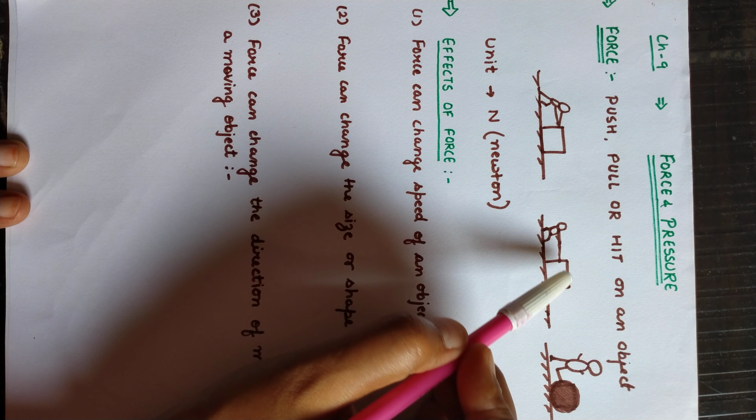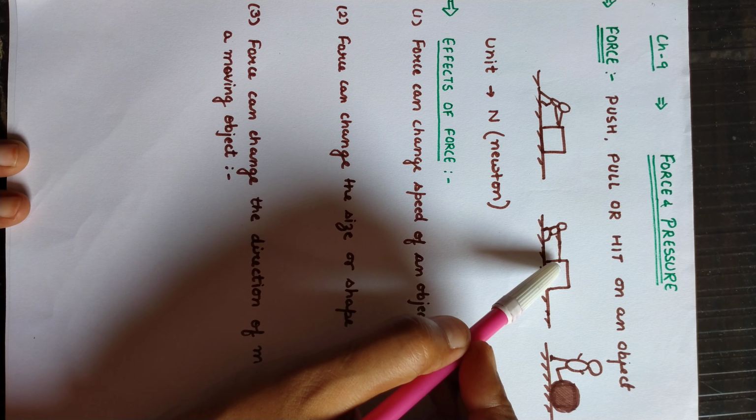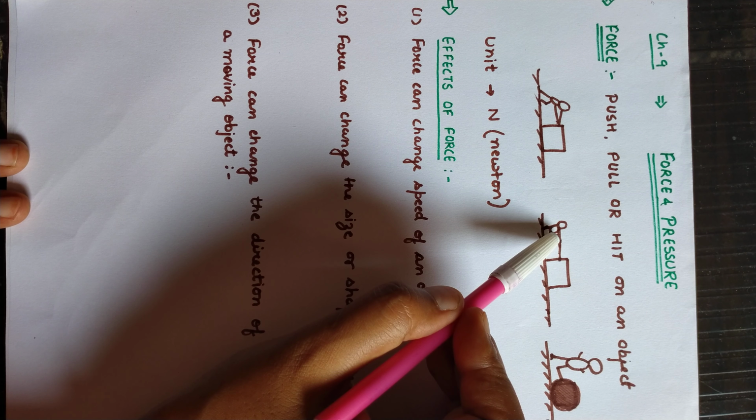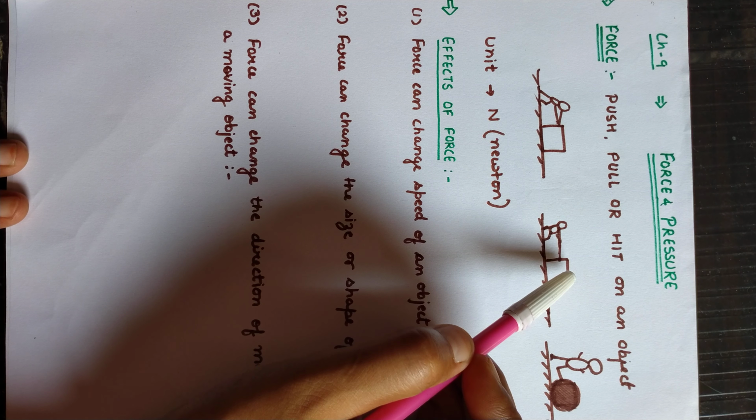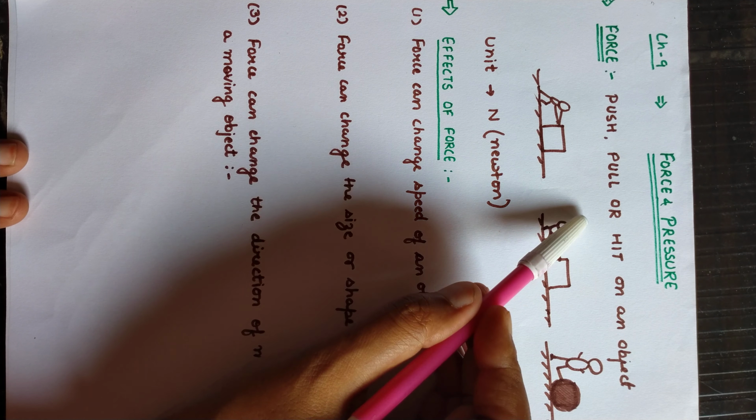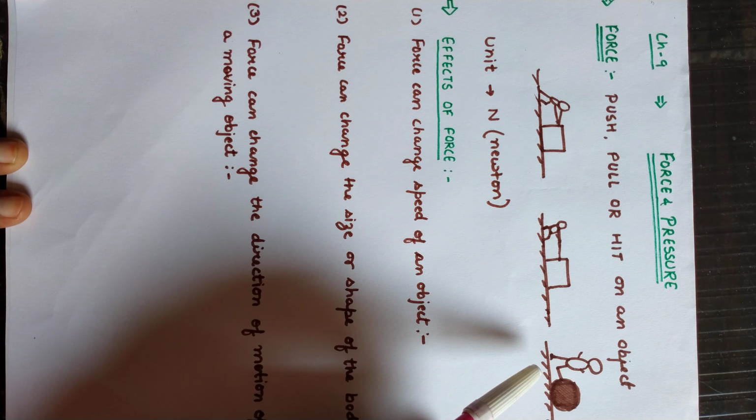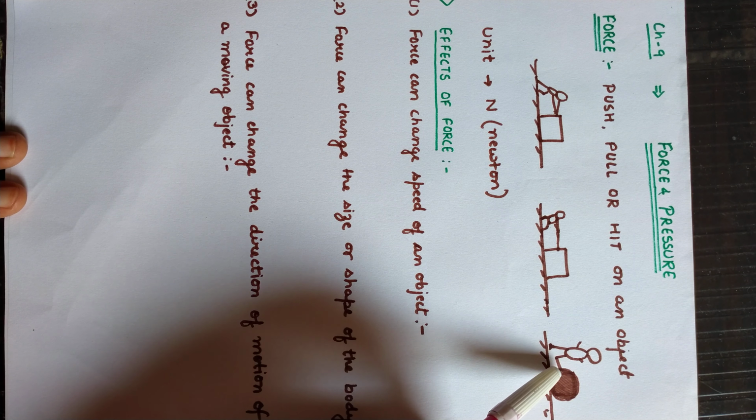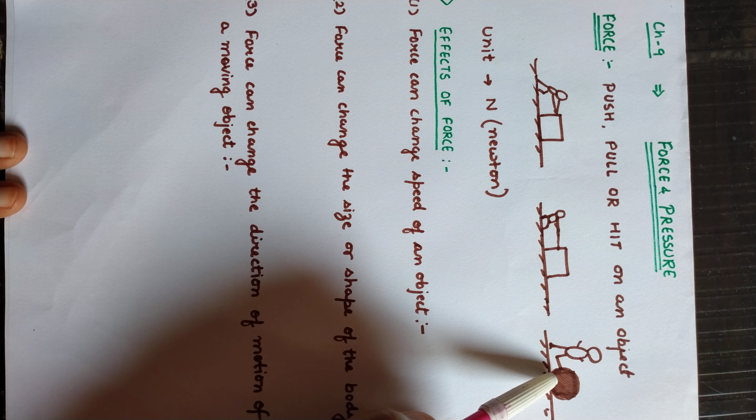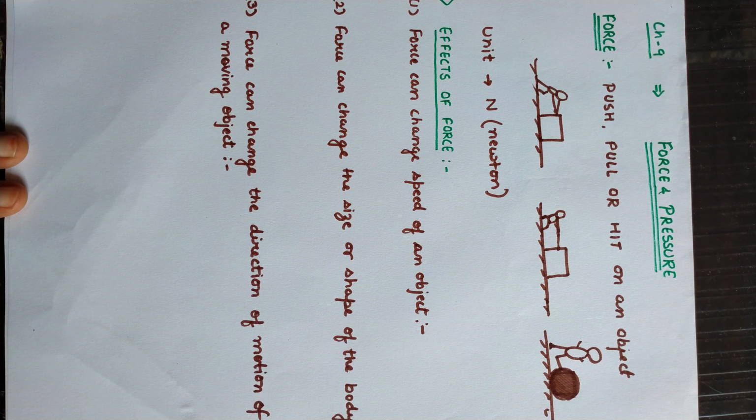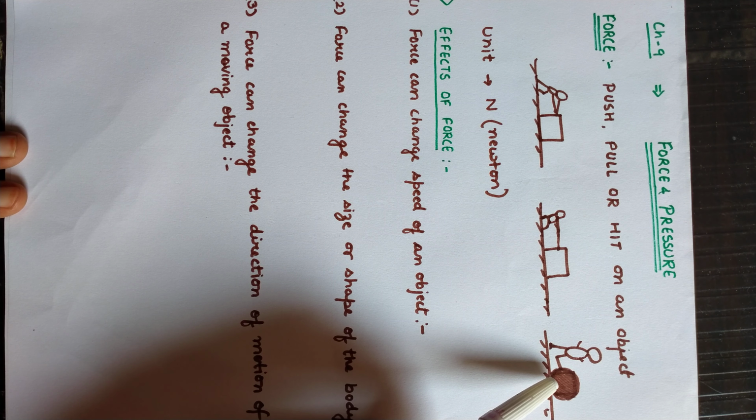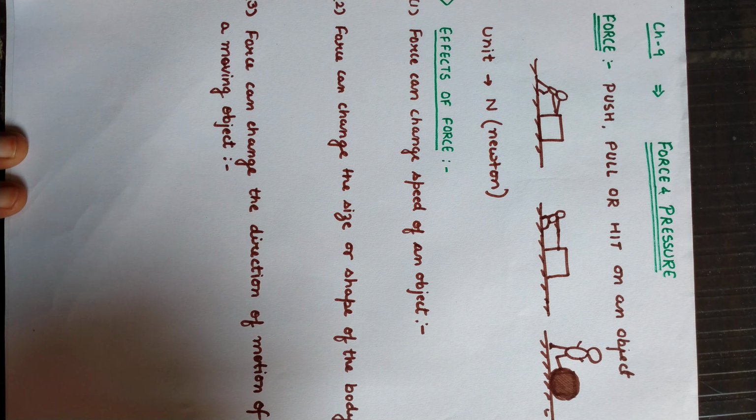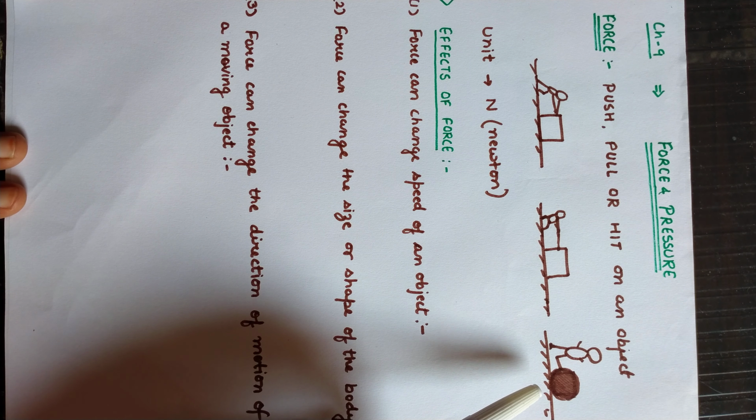One more thing, a person is continuously pulling the object towards him, like horses pulling a cart. So the object is pulled by the person. And in the third case, suppose there is an object, it may be a ball or something, and the person is kicking or hitting the ball, like a batsman who is going to hit the ball. So all these activities are called force.